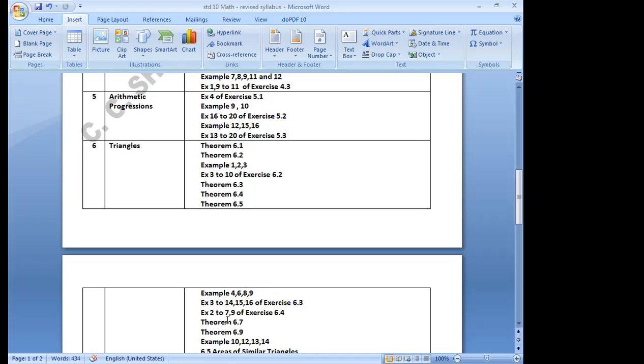Exercise 6.4, question 2 to 7 are excluded. 6.4, question number 1 is included. 2 to 7 excluded. 8 is included and 9 is again excluded. Means in this exercise 6.4, you have to prepare only question number 1 and question number 8. I hope you understand.